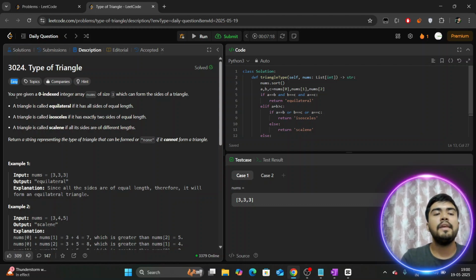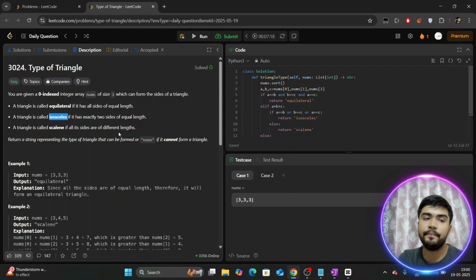So in this problem, you are given a zero-indexed integer array nums of size 3, which can form the sides of a triangle. A triangle is called equilateral if all its sides are of equal length. A triangle is isosceles if it has exactly two sides of equal length. A triangle is scalene if all its sides are of different length. Return a string representing the type of triangle that can be formed, or none if it cannot form a triangle.